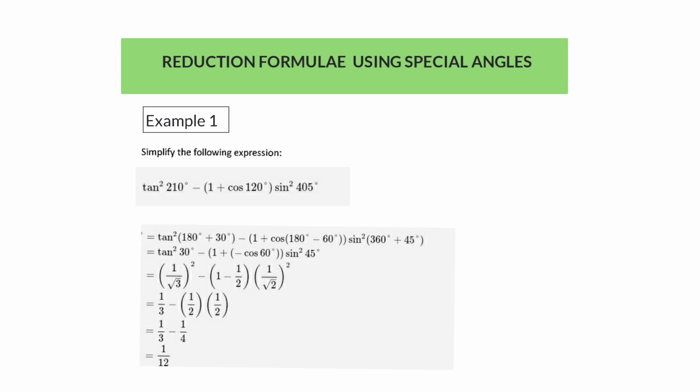First, we're doing reduction formula using special angles. Example 1 says simplify the following expression: (tan 210° - 1)^2 + cos 120° sin^2 405°.